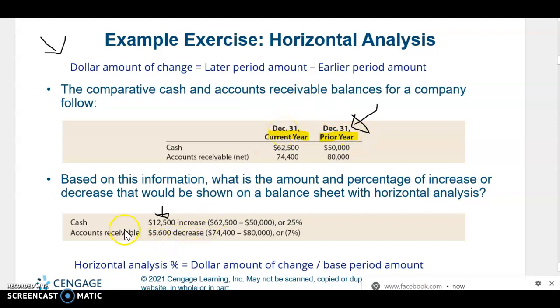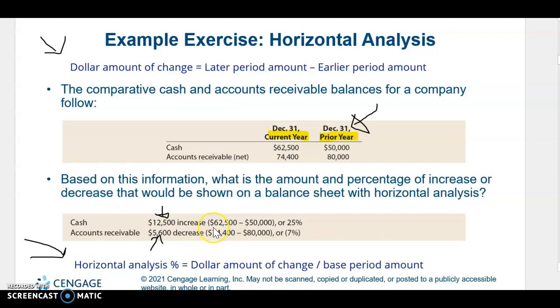All right, now accounts receivable, if you look at it, the change, if you do the later period minus the earlier period, you get a negative. That's because accounts receivable decreased. So you have to keep in mind that the increase and decrease, you have to think about, did it go up or did it go down from the earlier year to now? Then, if you want to know the percentage, okay, I've written that down here. Once you get the dollar amount, you're going to divide that by the base amount.